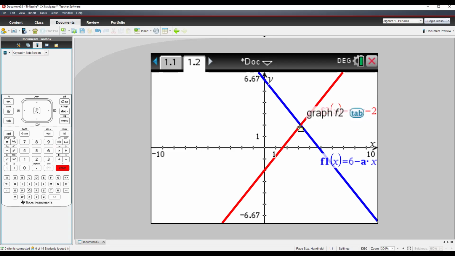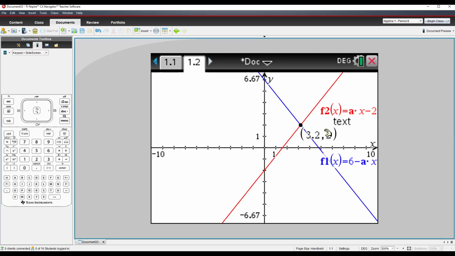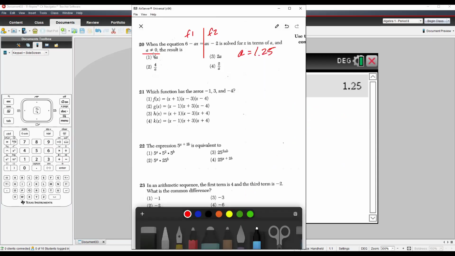Now, here is my answer right here. All I have to do is press menu 6, 4, start to the left, pull it, and there it is. The answer is 3.2. That's what I'm looking for. Now I'm going to key in all of my answer choices and see which one gives me 3.2. That's the value that we should get.